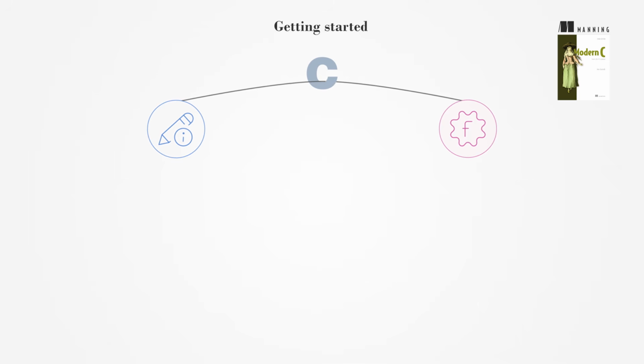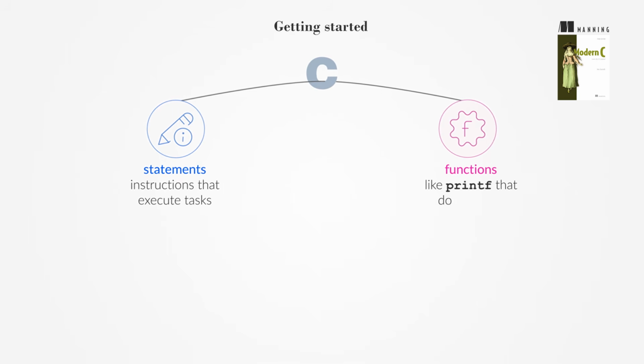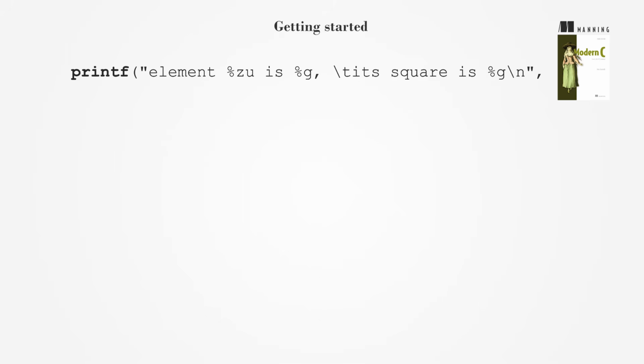A C program is built from various components that work together. Statements, instructions that execute tasks, and functions like printf that do the work. Here's an example. We're calling printf with a format string that prints the text element, followed by a size_t placeholder, the value of the element as a float or double, a tab, the text its square is, a second float, double placeholder, and finally a new line character.